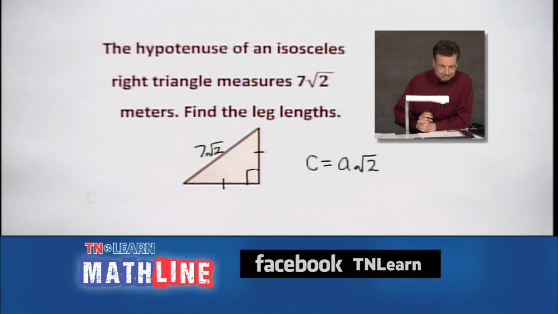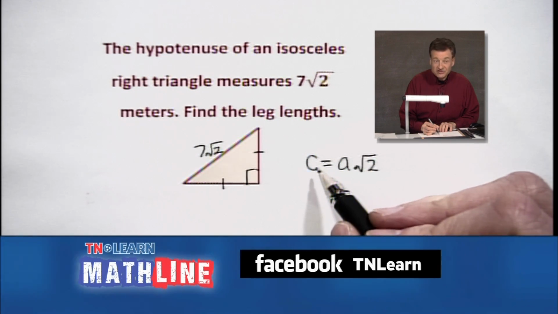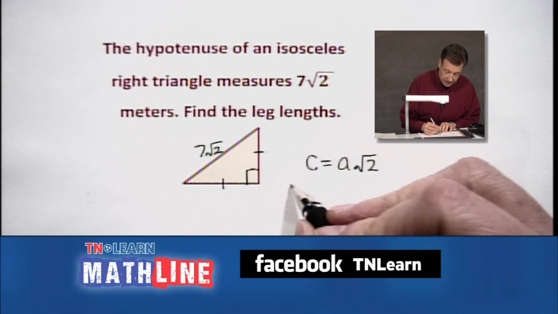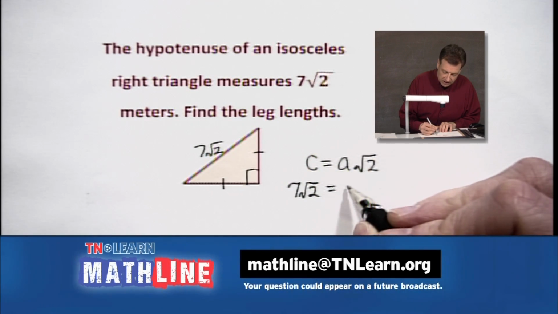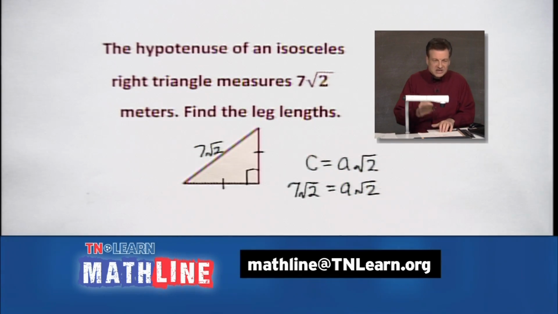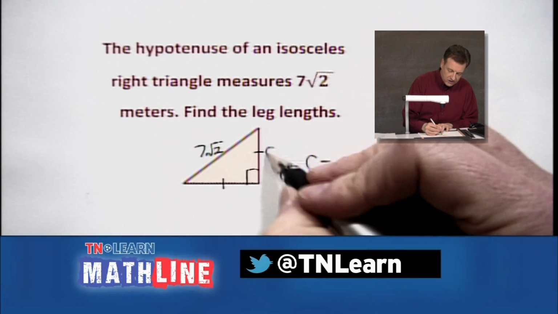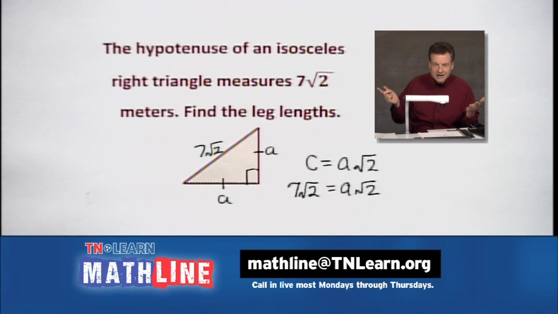I'll tell you something. For the variable c, the number we're putting in there is 7 times the square root of 2, equaling, you got it, a times the square root of 2. In other words, I know c, we'll substitute it in. We're going to figure out what our a value is. By the way, there are 2 of them. They're going to be the same, right? Because a is a. No difference there.